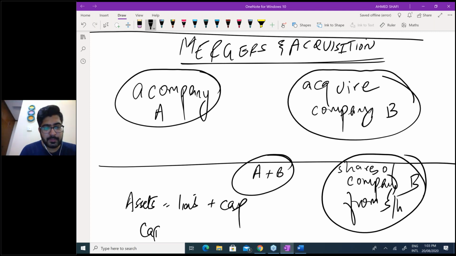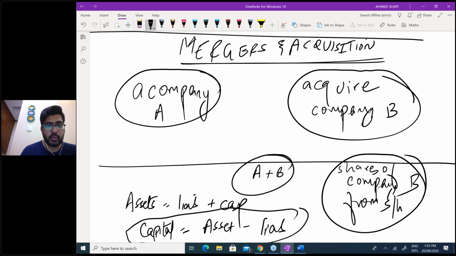So capital, equity, is assets minus liabilities. Once you get this equity, assets and liabilities are all yours. So remember, if someone asks you, "I am acquiring company B, what should I acquire? Land, machinery, property, liabilities, debtors?" No, you should acquire shares from shareholders, because once you get equity, all assets and liabilities are yours.